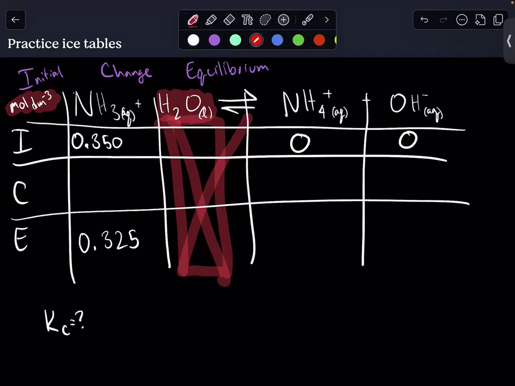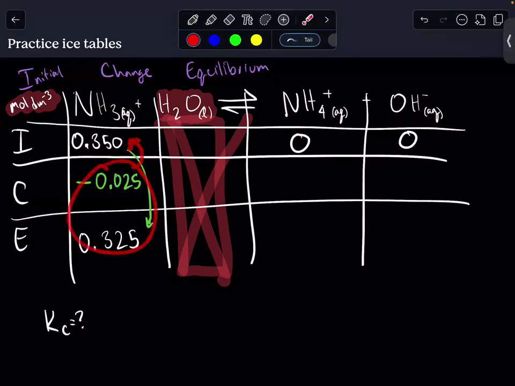So what we first have to do is figure out our change column. If we went from 0.350 to 0.325, we know that we decrease by minus x. x is some amount, and we can actually calculate it here because 0.35 minus 0.325 is 0.025. So that just comes from basic math. That solves the change for ammonia.